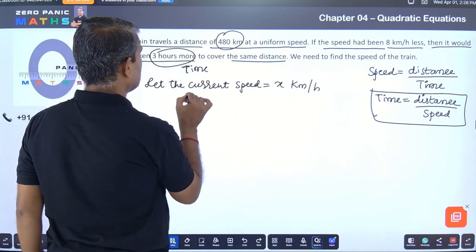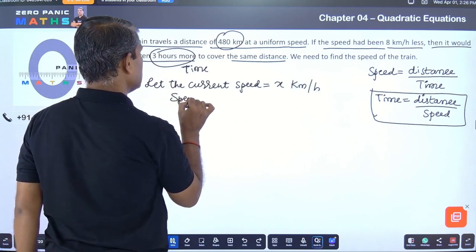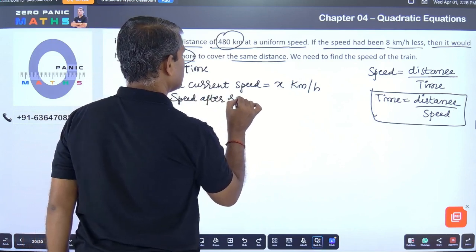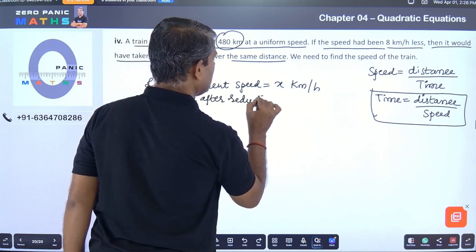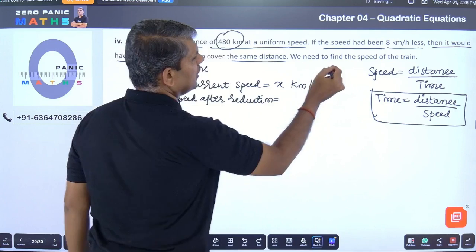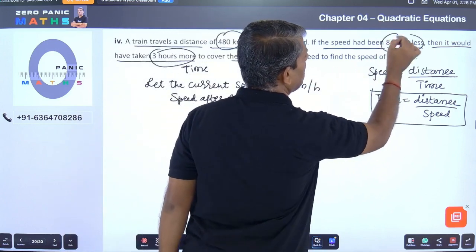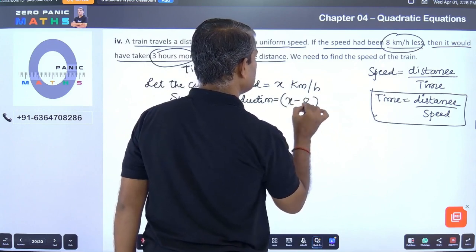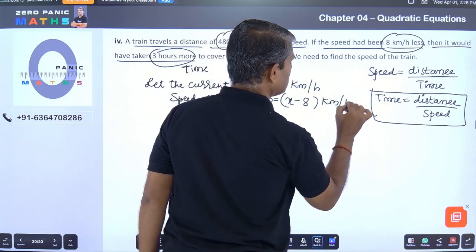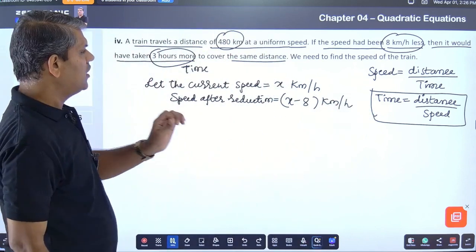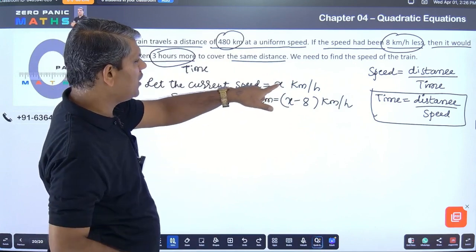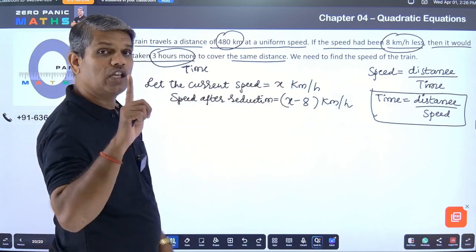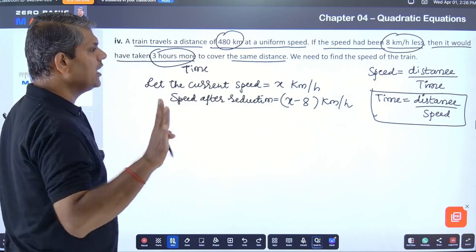Then the speed after reduction. What value are they reducing the speed by? It is 8 kilometer per hour, right? So it is x minus 8 kilometer per hour. So we have two values of speed. One is x kilometer per hour, and the other is x minus 8 kilometer per hour. Remember this. Listen carefully.